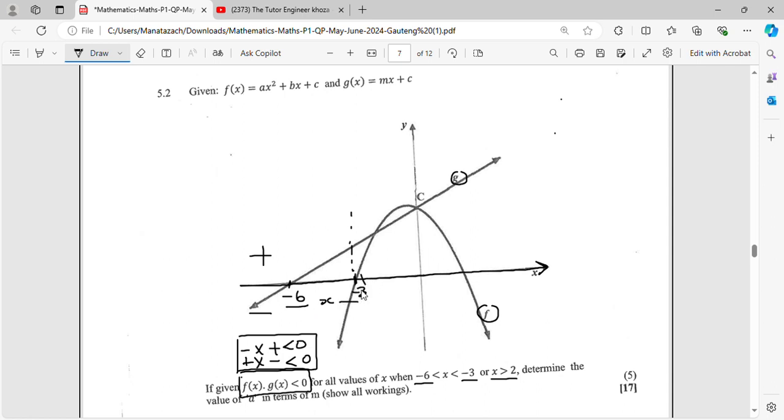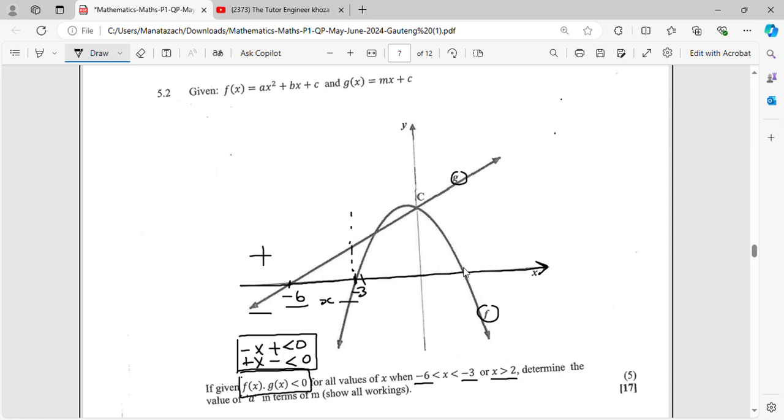You have the graph of f of x being below the x-axis line, meaning it's negative. And from -6 up to -3, we have the graph of g of x being above the x-axis, meaning it's positive. So that statement is true when x is between -6 and -3. That's one side. The other side is when x is greater than 2.